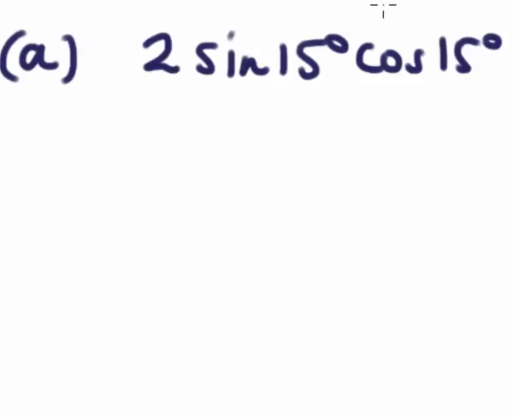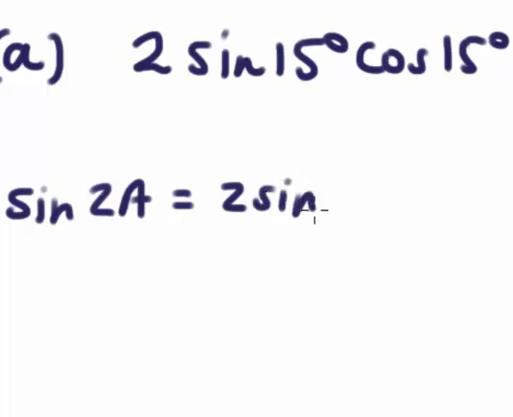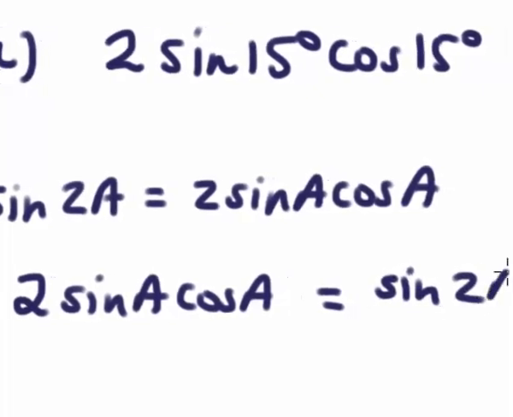Okay, well, what we could do here is, well, we see 15. I wouldn't want to do what I did in the previous lesson, like, for example, 45 minus 30, it'll be too messy. But notice there's a formula. If you think of sine 2a, the double angle formula for that is 2 sine a cos a. Or if you reverse it, you could say 2 sine a cos a is actually the sine of 2a.